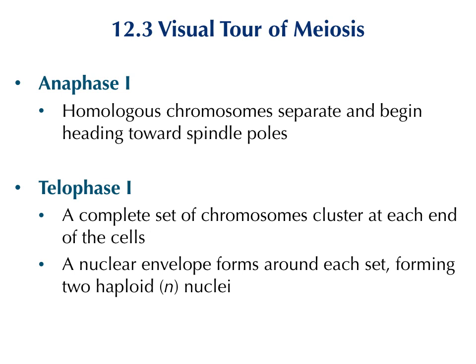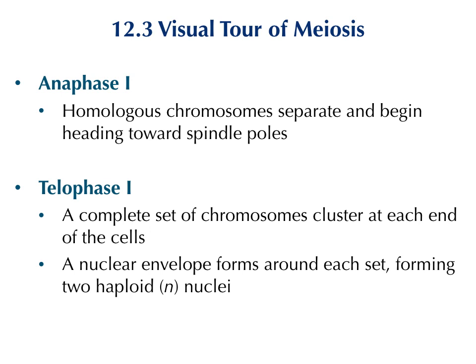And now we'll move into anaphase 1, which is marked by the separation of the homologous chromosomes. They'll begin to head toward the spindle poles. Okay, so remember, anaphase 1 is separation of the homologs, not separation of the sister chromatids. After anaphase 1, we will enter telophase 1. Here, a complete set of chromosomes will cluster at each end of the cell. The nuclear envelope will form around each set, and we will have 2 haploid nuclei.